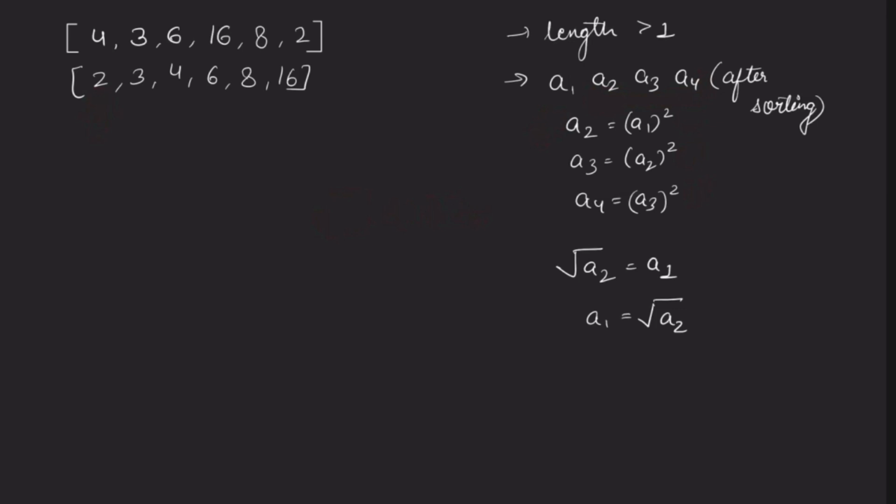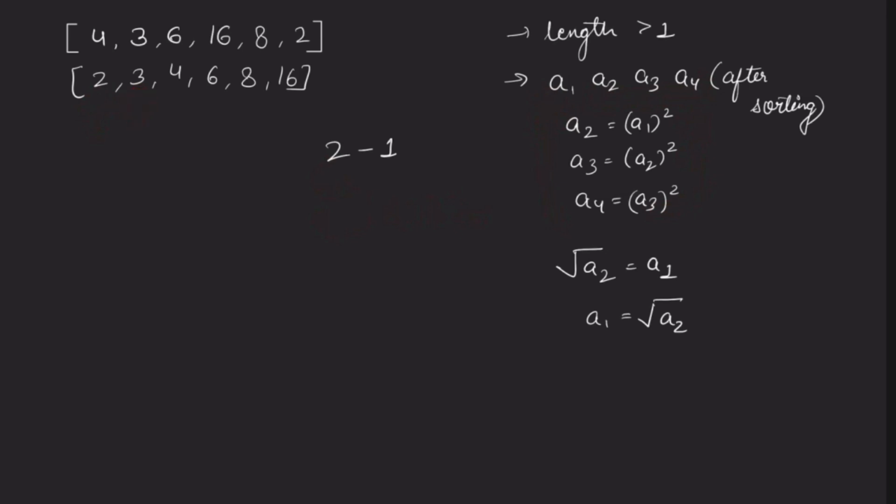Because 2 is not a perfect square, that means 2 can never come as A2, A3 or A4 or any element in the subsequence. It can only be the first element of the subsequence, right? Because these properties we are checking for A2, A3, A4. For A1, we do not have a previous element. So since this 2 is not a perfect square, it can only be the first number in a subsequence. It can never be any other number in the subsequence. So when we are at 2, we can have a subsequence of length 1, where the first and the last element is 2 itself.